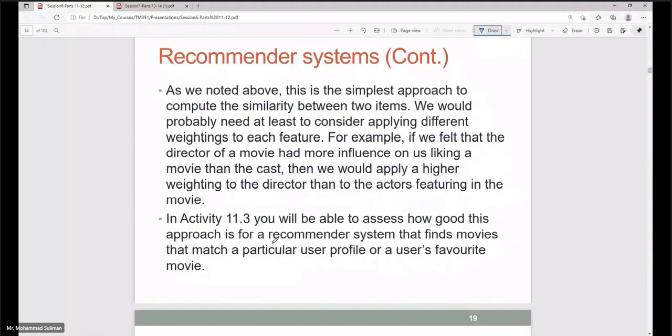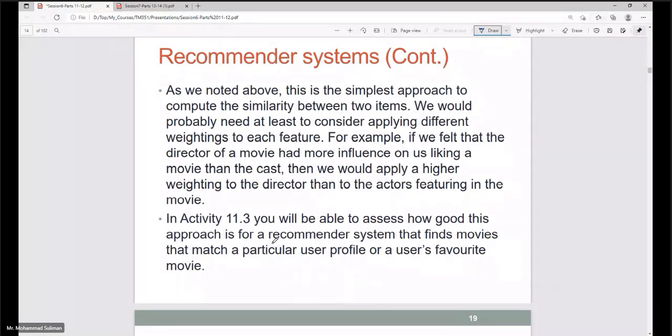Okay, similarly, we also look for rating. We want to watch the highest rating movies. So the weight of the rating is high. For example, the weight of the actors feature is 50%, director is 10%, and rating is 40%, something like this.